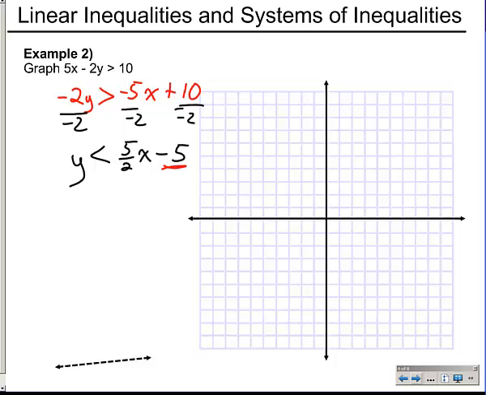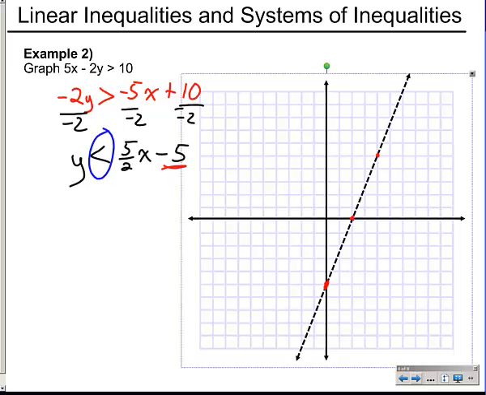1, 2, 3, 4, 5, so I go down to negative 5. And then I'm going to apply a slope of 5 halves, so go up 5 and over 2. Up 1, 2, 3, 4, 5, and over 2. Because it is an inequality without an equal sign, we're going to have a dotted line. So I'm going to use the dotted line to represent that.